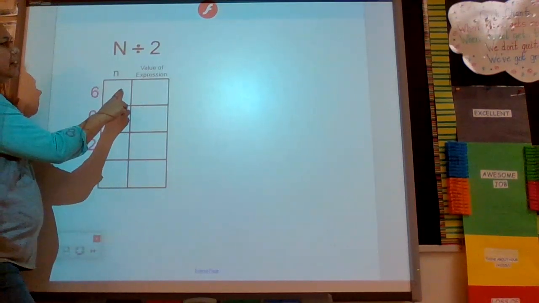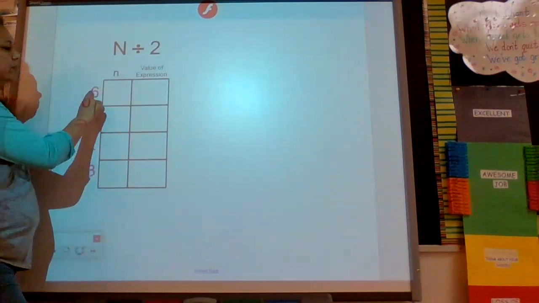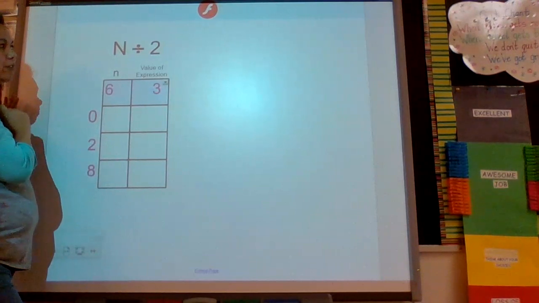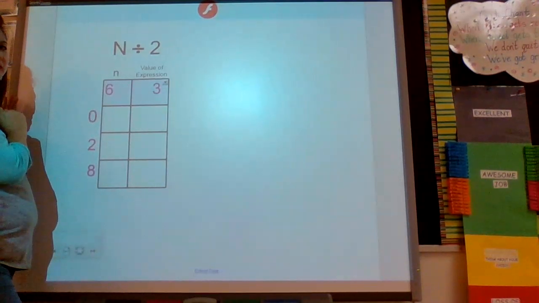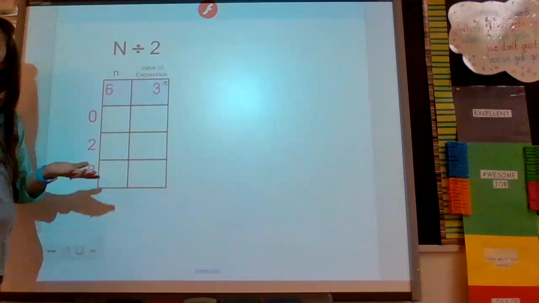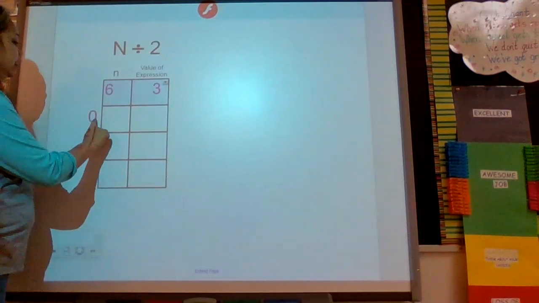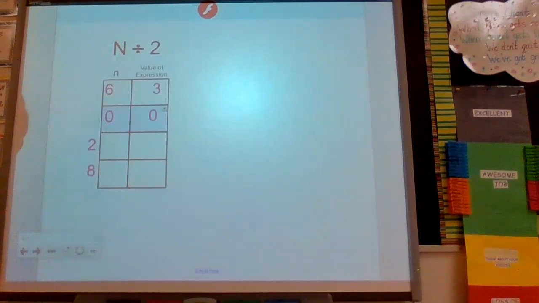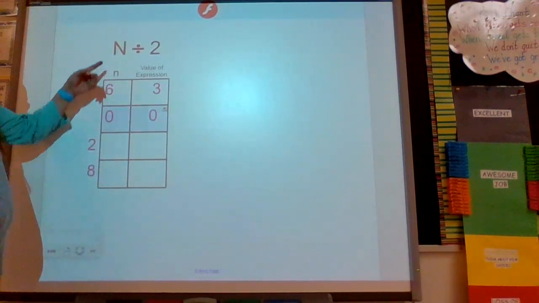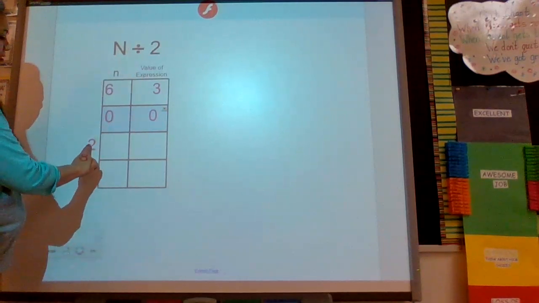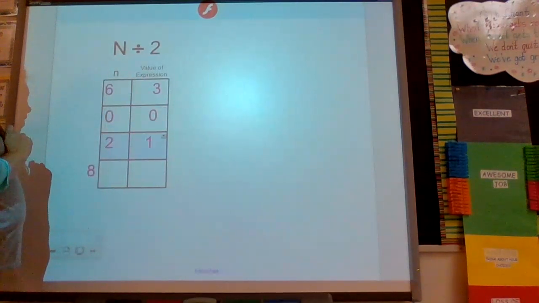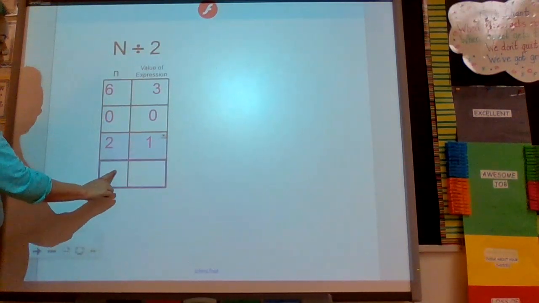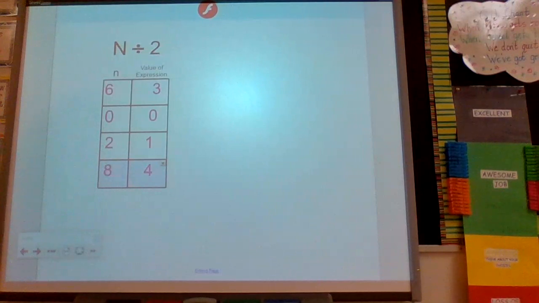We put 6 in and we divide that in half. What do we get? Divide it by 2, we get 3. But if you put 0 in, can we divide 0 by 2? If I divide nothing up, what am I going to still have? You're right, we're still going to have nothing. So put in 2, 2 divided by 2 is, hope you got it, 1. And 8 divided by 2 is 4. Okay.